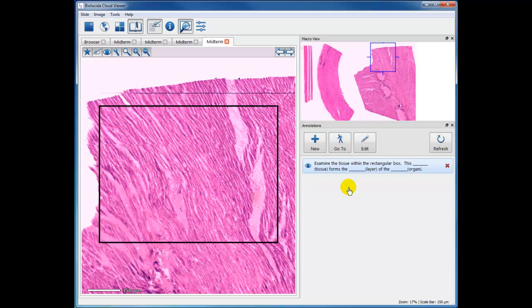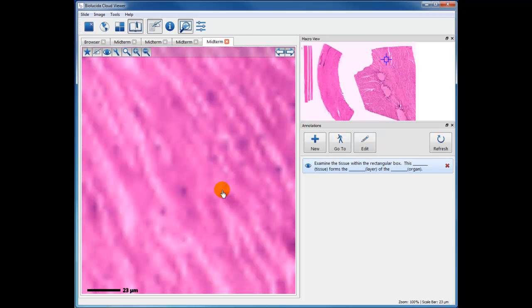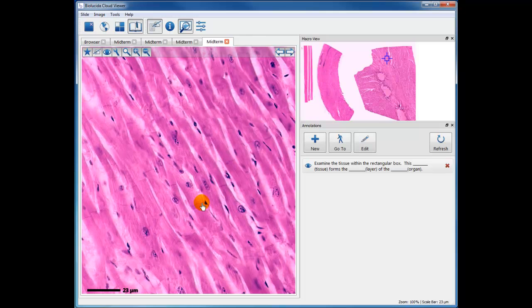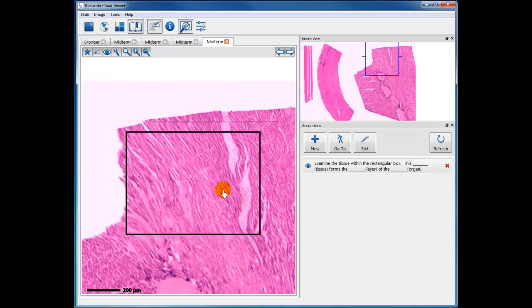It says, examine the tissue within the reticular box. This blank, we're asking the tissue, forms the blank. What layer of what organ? I'm not going to give you the answer to this, but in order to identify the tissue, first, you've got to zoom in and look for the features of this tissue. Once you recognize this tissue, then you're going to be able to answer the other question.